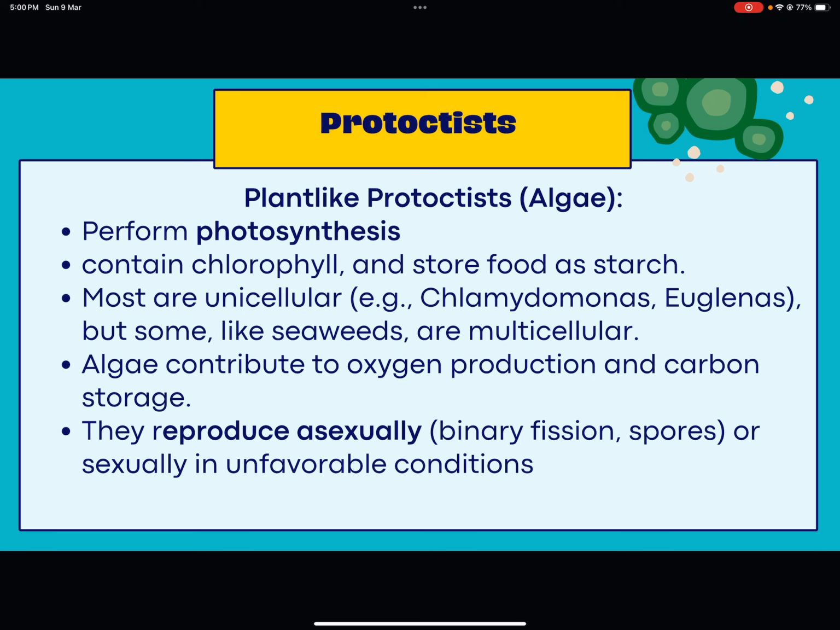Now, back to protists. Remember, we talked about protists being a kingdom by itself because we cannot group it under animal or plant or fungi. But we can split the protists into three different groups: plant-like, animal-like, and fungi-like. So plant-like, they perform photosynthesis, they have chlorophyll, and they store food as starch. They are mostly unicellular, but some might be multicellular, and algae also contribute to oxygen production and carbon storage. They reproduce asexually, using either binary fission or spores, or sexually in unfavorable conditions.